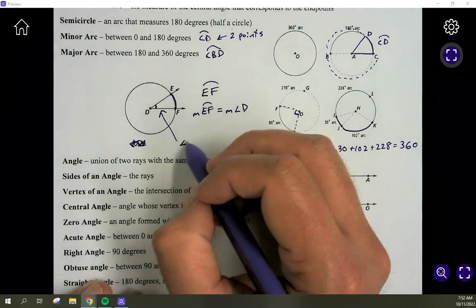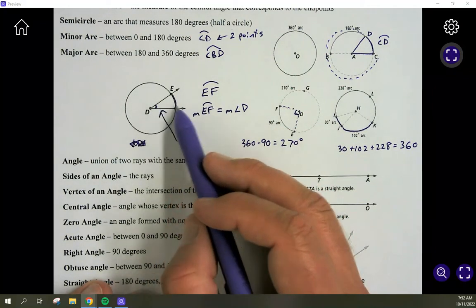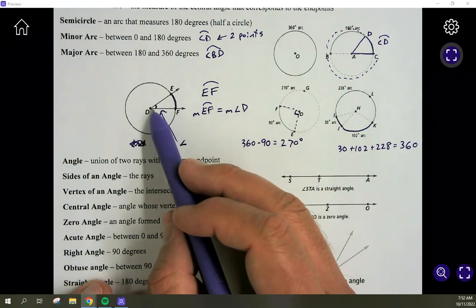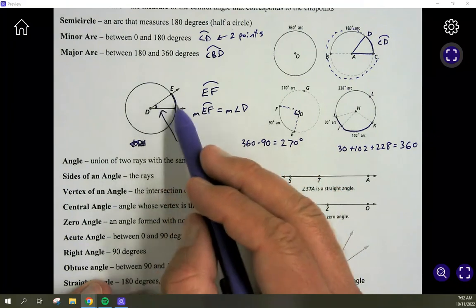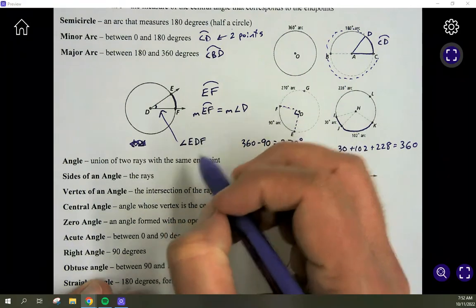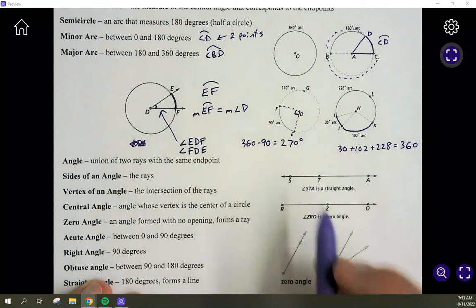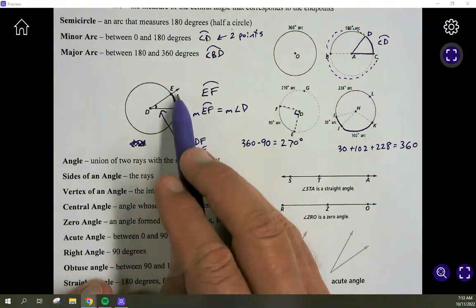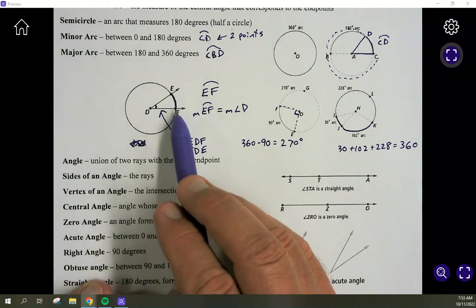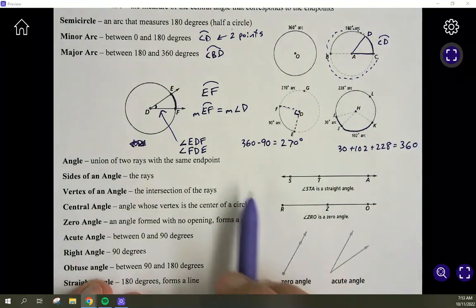But when you name an angle, a lot of times you're going to use three letters. One from each of the rays and then one on the vertex. And the vertex has to go in the middle. So it doesn't matter which direction you go, but I can call this angle EDF. I can also call this angle FDE. But notice that the D is in the middle of both. So as I work my way around this angle, there's 3 points. 2 of them are on the sides. One's at the vertex. The vertex has to go in the middle.